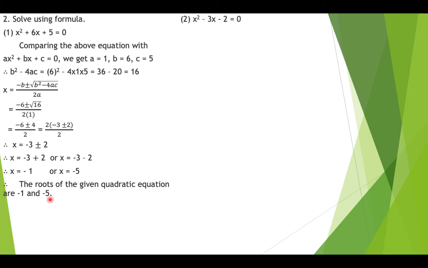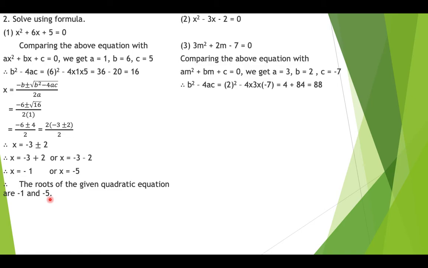Now let us go to the second problem. The second problem you can try on your own. It is similar to the first one. Now the third one is also almost similar.